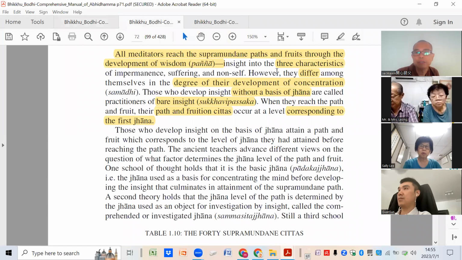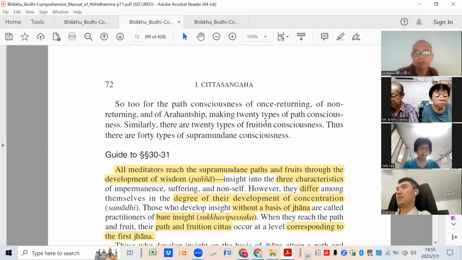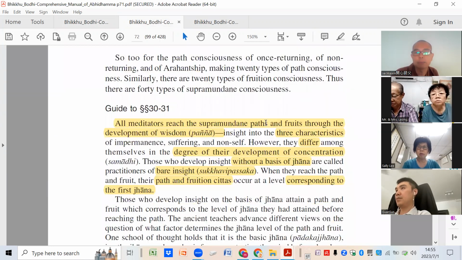So that is a different. Then secondly, I think I already finished everything already. So we go back to the terminology.